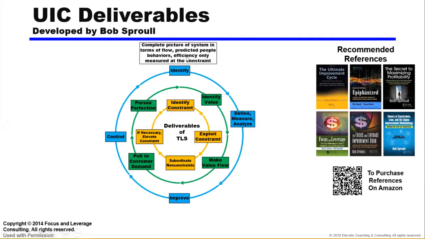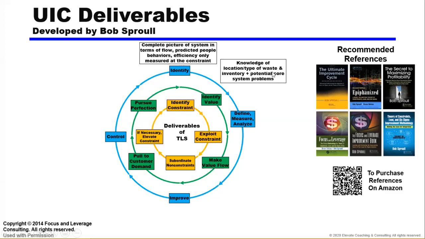And so we start here. We get with the ultimate improvement cycle, which is what UIC stands for. At the core, you've got the theory of constraints and the 5 focusing steps. With Lean, you've got the green here, and then with Six Sigma, you've got the blue. So they all work together synergistically. So we complete the picture of the system in terms of the flow, what the predicted people behaviors are, and we're only tracking efficiency at the constraint with this, so that we're not overproducing and creating additional WIP at other non-constraints.